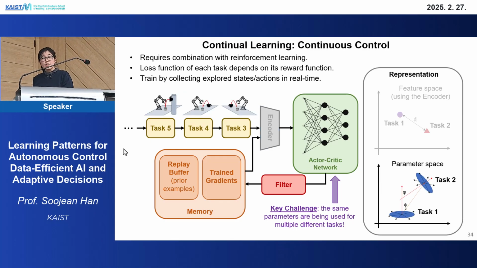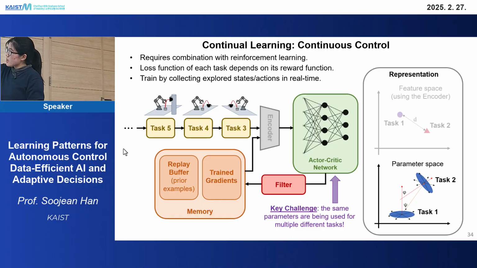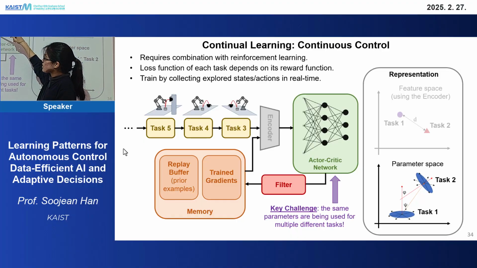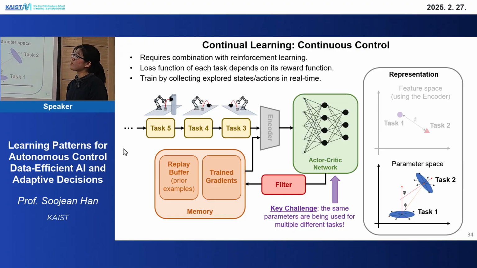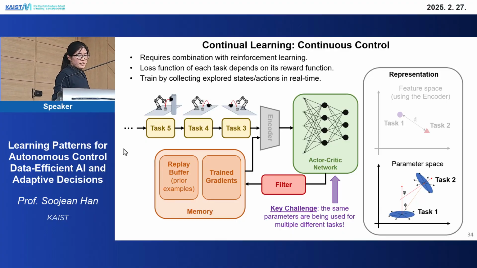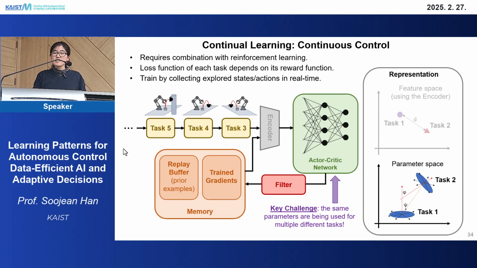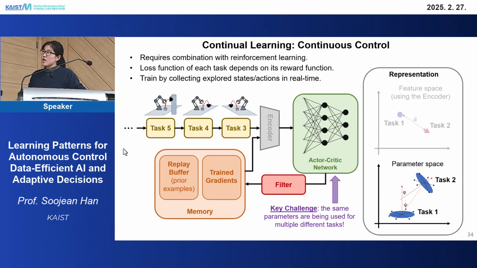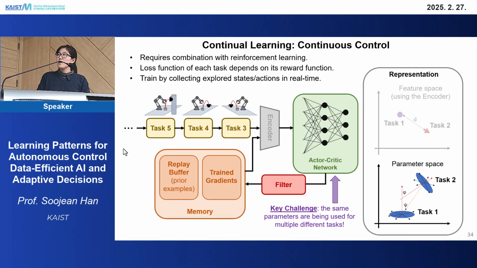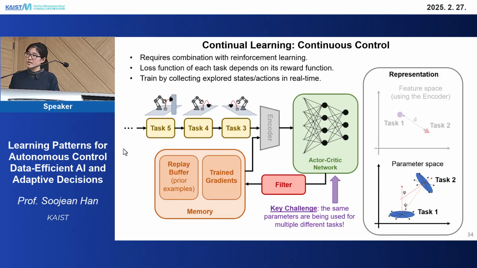We can also apply this to continuous control, so robotic learning tasks, for example. This is just brought from the example I showed previously. We have this robot arm which wants to put this block in this cup. Maybe task 4 is the reflected version of that, and task 5 is this cup rotated 90 degrees version of that. Now, this one is a little bit more complicated than the image case because it requires combination with reinforcement learning. And also the loss function of each task depends on its reward function. You also need to collect explored states and actions in real time. So this is more often an online training scenario rather than a supervised offline training scenario that is split into sequential tasks.